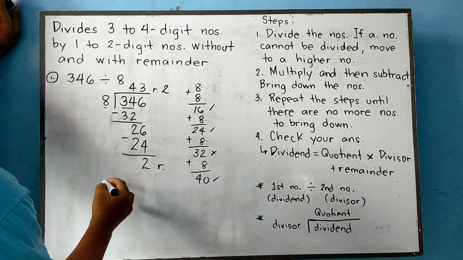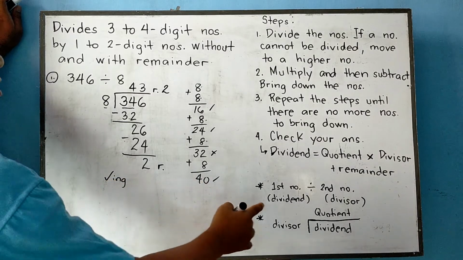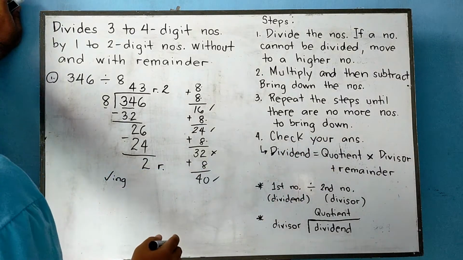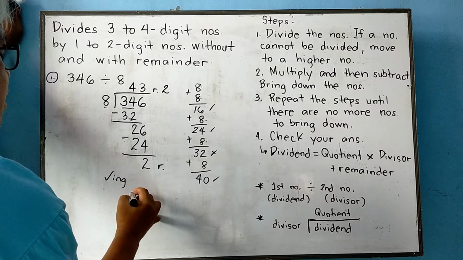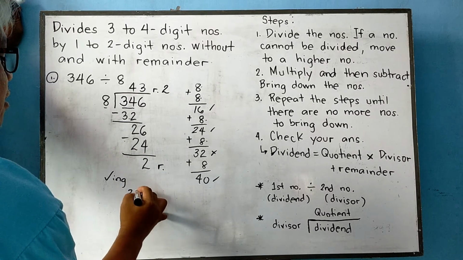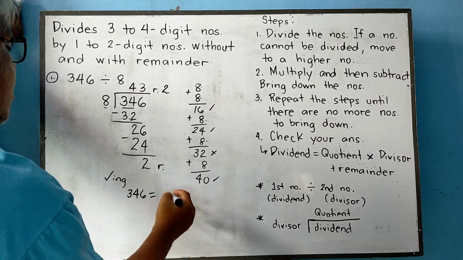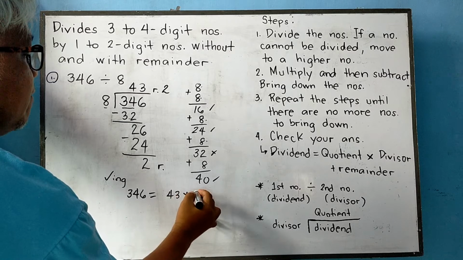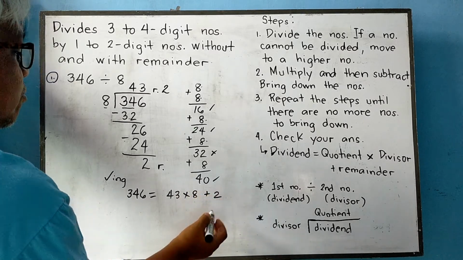Okay? Now, to check our answer, sabi natin, it should be dividend is quotient times divisor. What is our quotient? So, by the way, your dividend is 346. And then, your quotient is 43. Then, multiplied by your divisor 8. And then, plus your remainder 2.